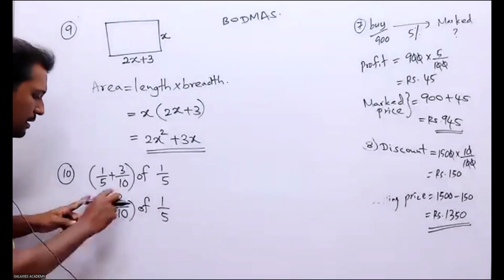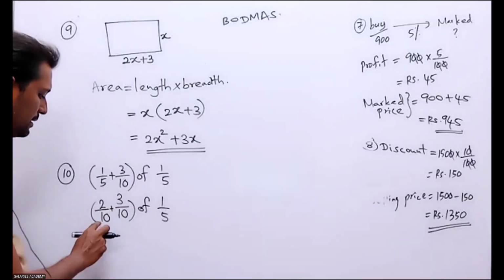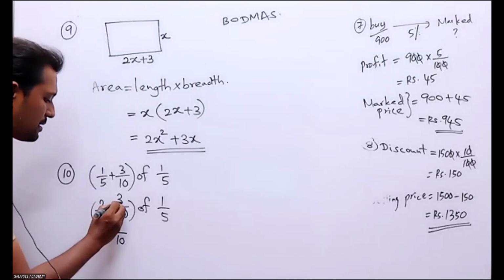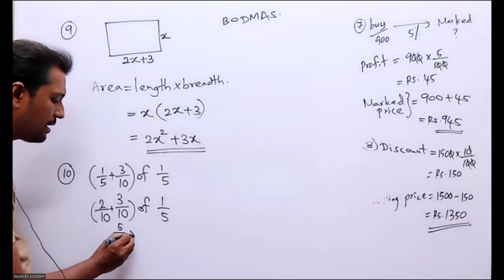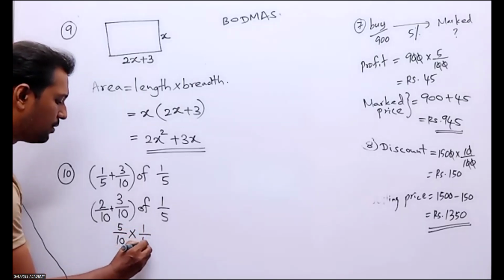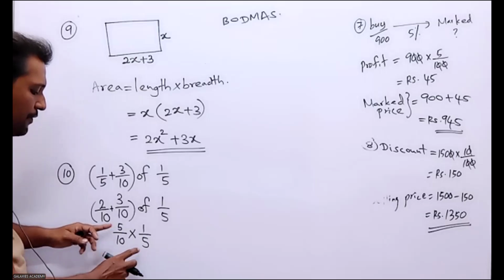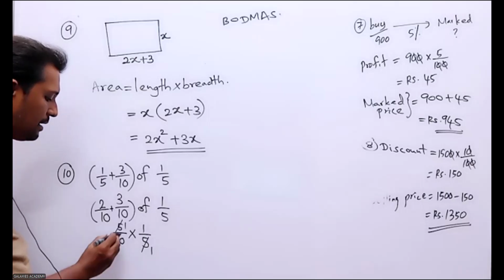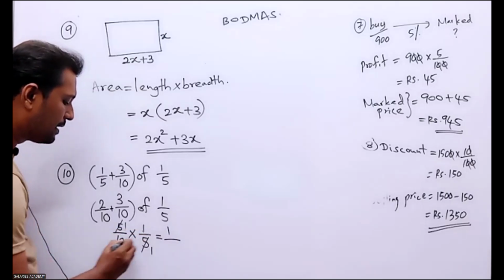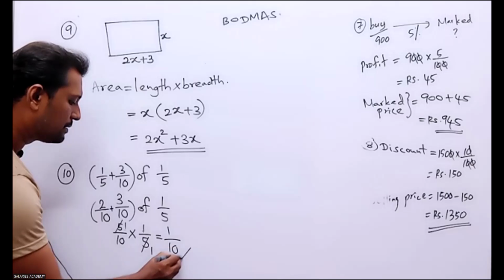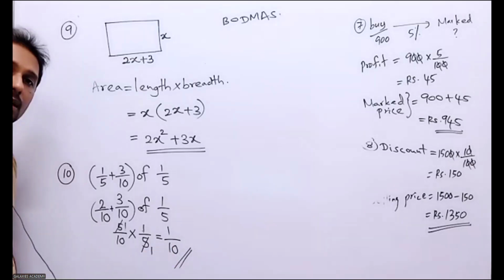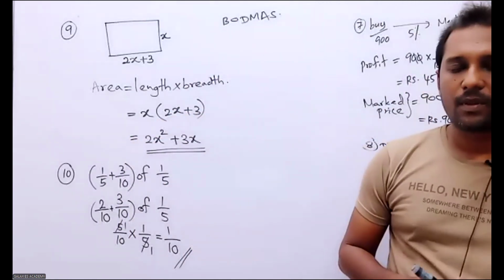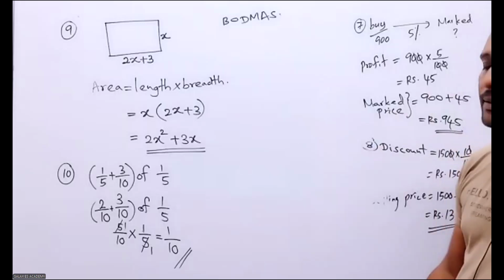Now I can simplify this bracket. The denominators are equal, then 2 plus 3 is 5. Of means multiply, 1 over 5. Then this 5 and 5 I can divide by 5. 5 divided by 5 is 1, 5 divided by 5 is 1. 1 times 1 is 1, 10 times 1 is 10. So what is the answer for the 10th question? 1 over 10. It is the 10th question.